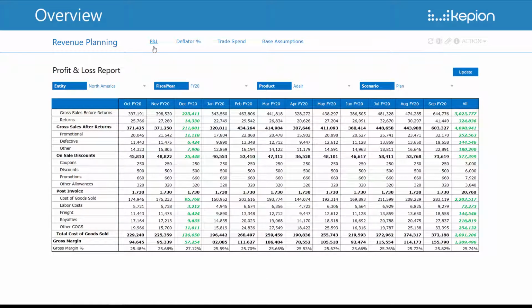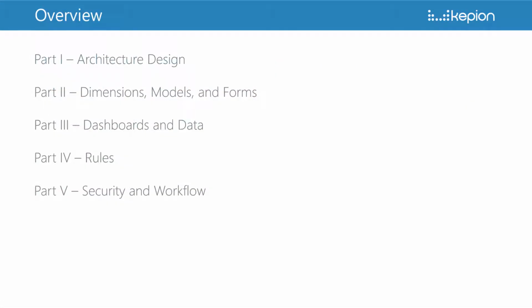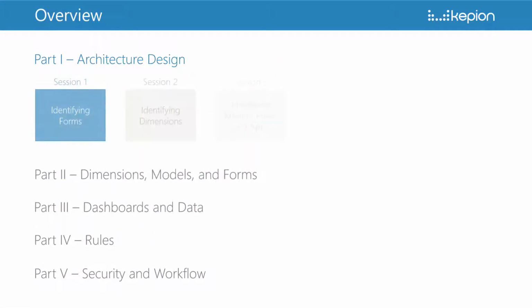Before we can start building this in Kepion, we first need to plan out the design and architecture of the entire application. In the first session of this tutorial series, we'll do just that, by taking a look at how to translate customer requirements into an architecture document formatted for Kepion.